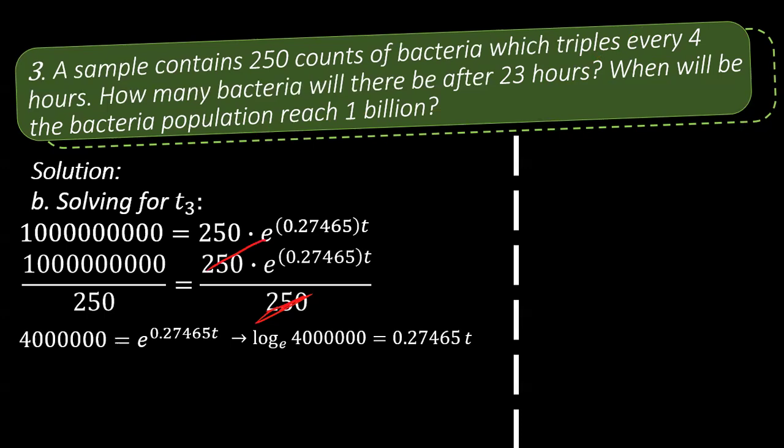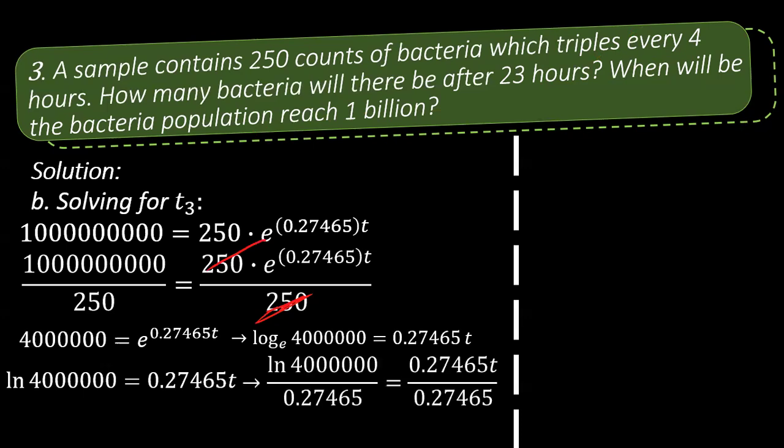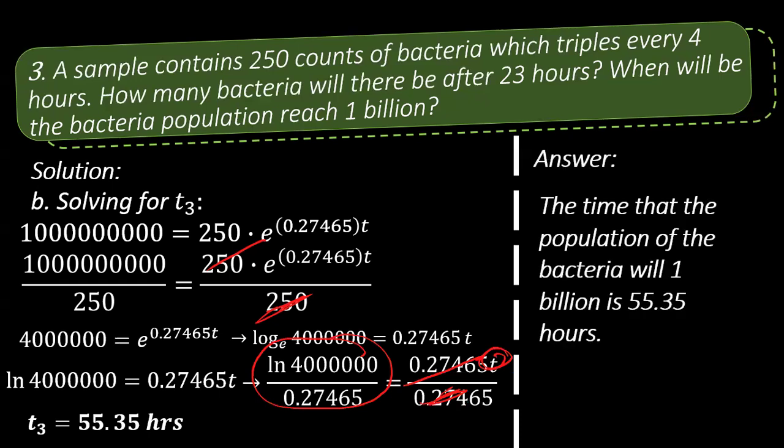And how do we solve this one? We divide both sides by 0.27465. Okay? So cancel. So what will remain is the t value. So to get t, you divide this using your scientific calculator. So let's have ln of 4 million over 0.27465. What's the answer? Correct. So that's approximately 55.35 hours. So you see, after almost 55 hours, there will be 1 billion bacteria already. Try to imagine that, how fast growing bacteria are.